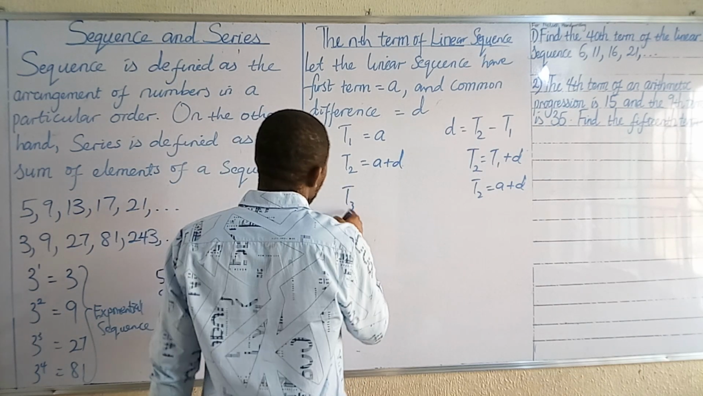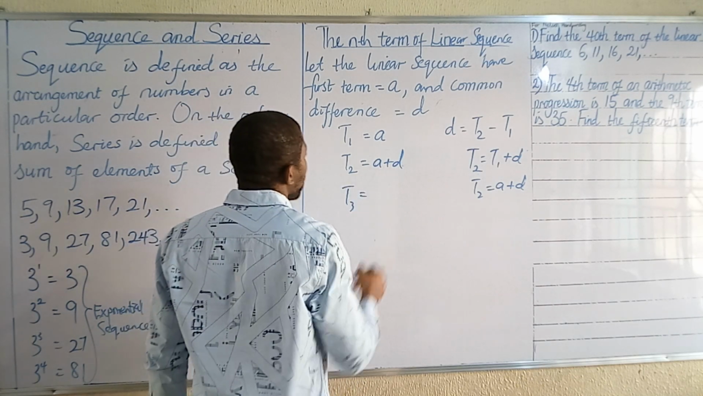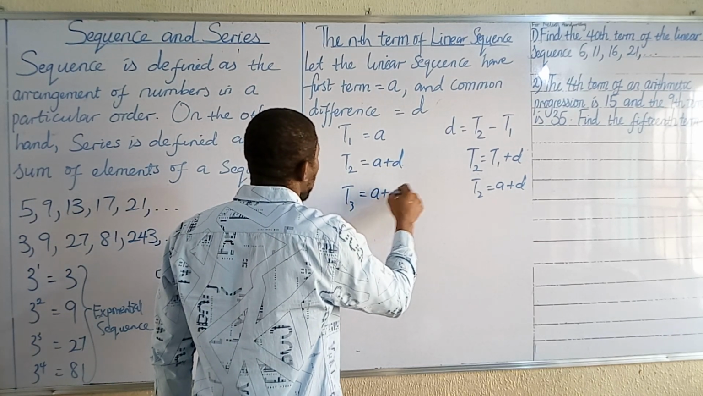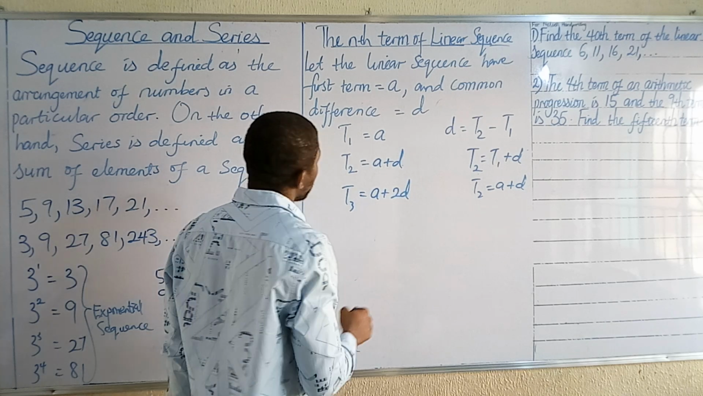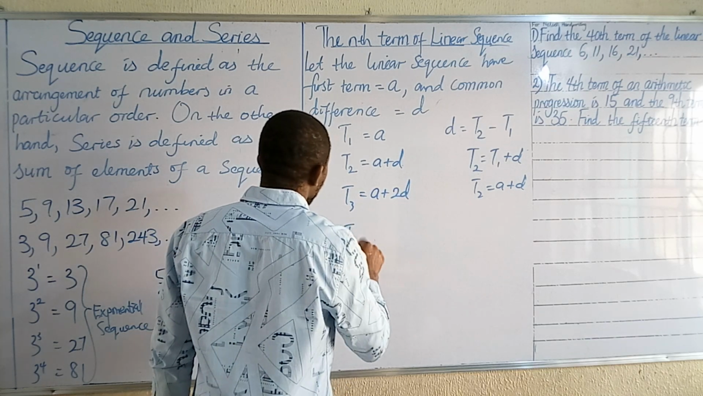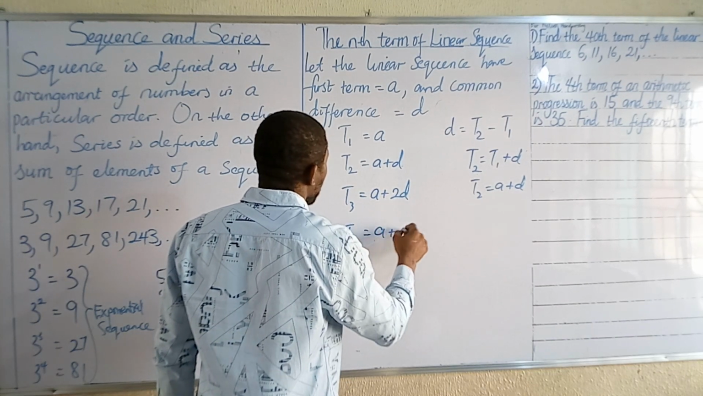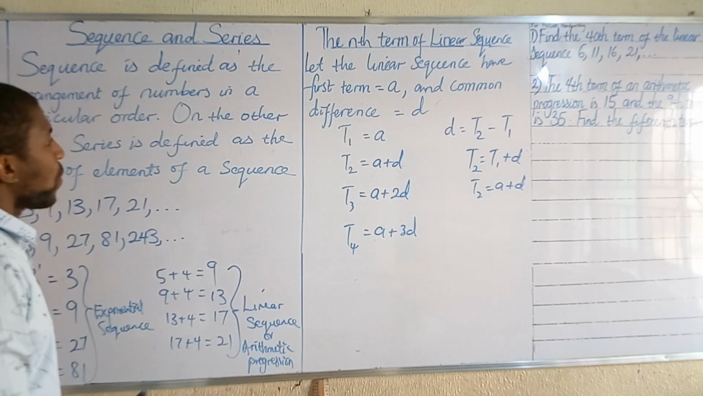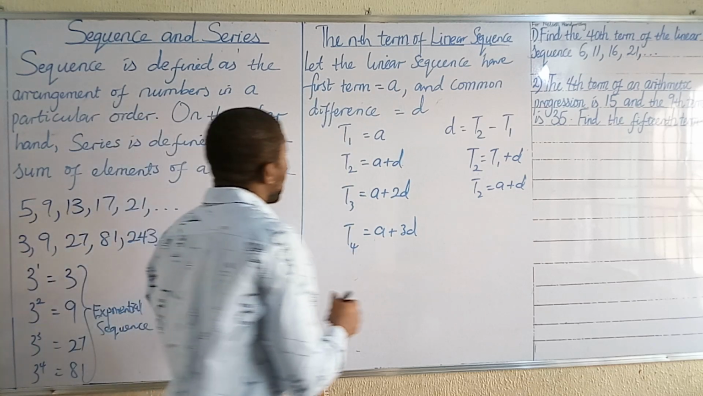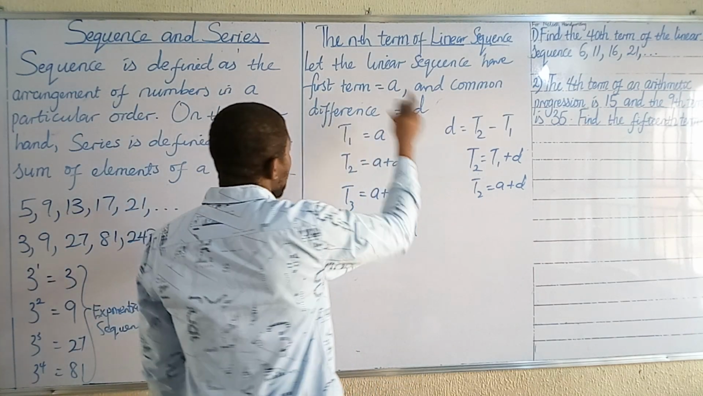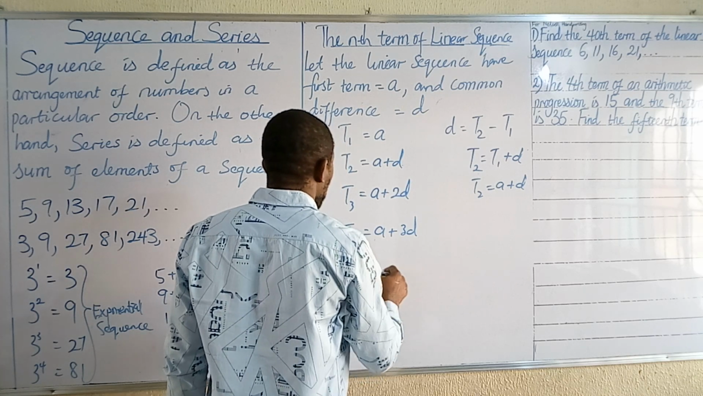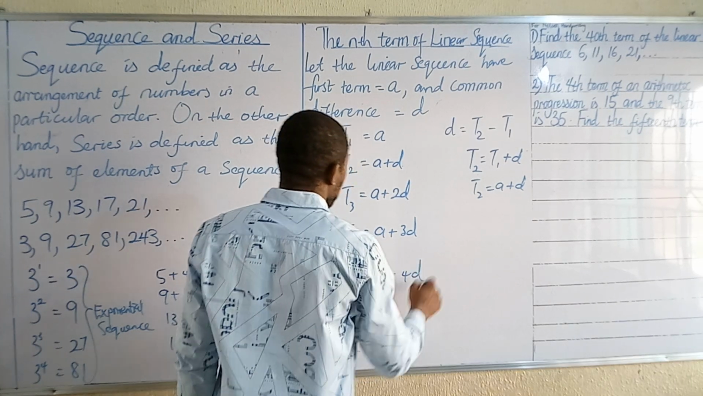Okay. What of T3? We have the third term. What this means is the third term will be A plus 2D. Okay? Then T4 will give us A plus 3D, and so on and so forth. Now, we have not even arrived at the nth term yet. Let's check T5. T5, that is the fifth term, will be A plus 4D.